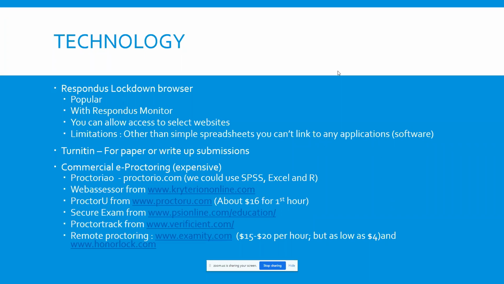But some new ones have come up in the last few years, like Examity, Honor Log. All of these are classic examples of where you outsource the monitoring responsibility to a third party. It's not just Respondus Lockdown or Monitor. They have their own way of doing it. And they are expensive. The automated one, I've seen as cheap as $4 an exam, but if you want a lot more tools, it can go as high as $20.